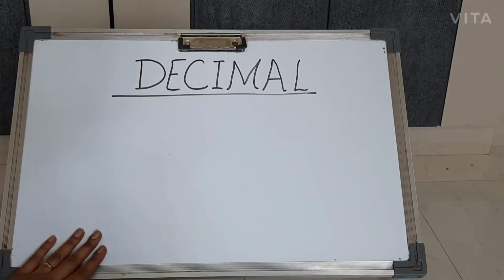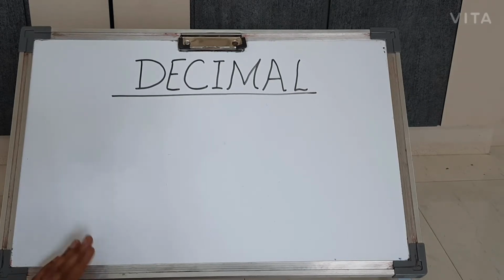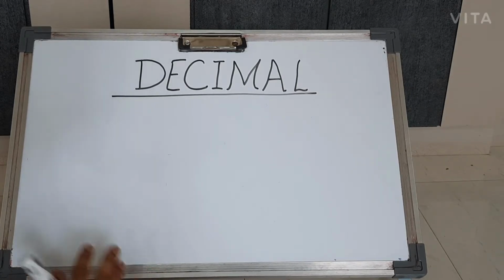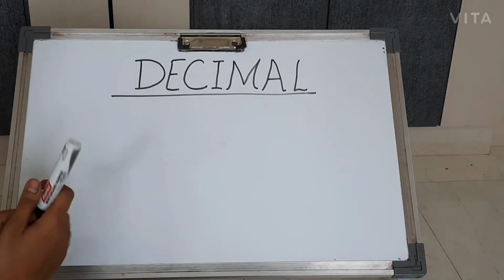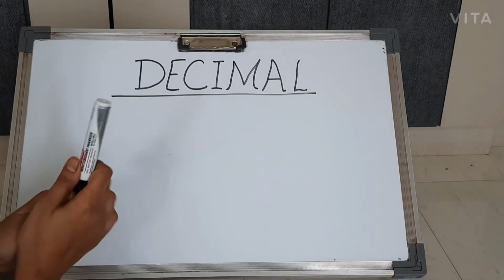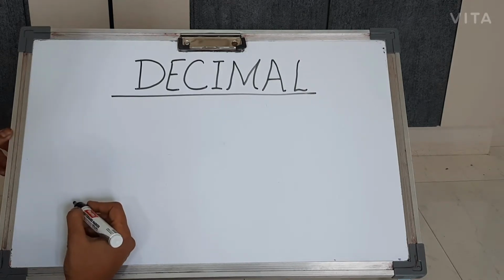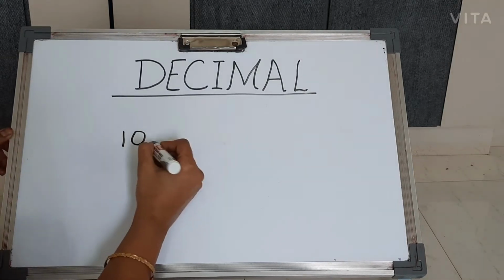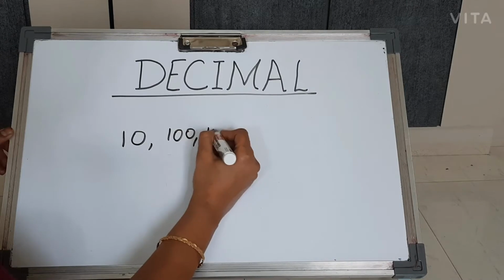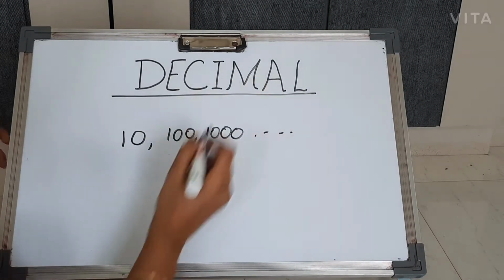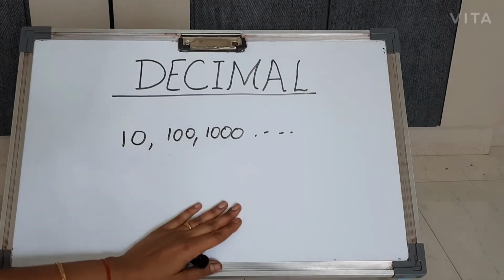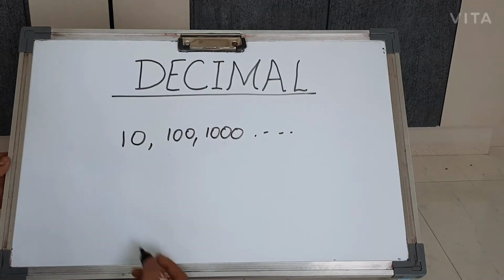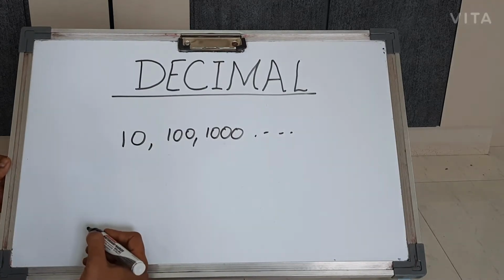The concept of decimal is taught one step ahead of fraction, which means once we have learned the concept of fraction, then we can do the decimal. So what is a decimal? Suppose we have denominators as 10, 100, 1000 and so on. That fraction can be converted into a decimal fraction, so that fraction is also called a decimal fraction.